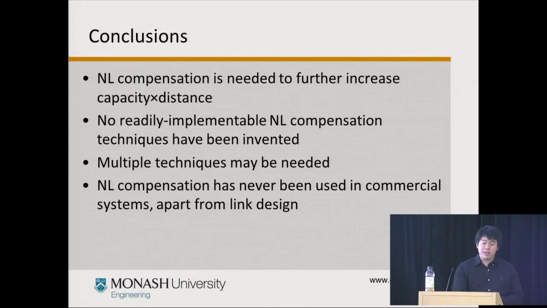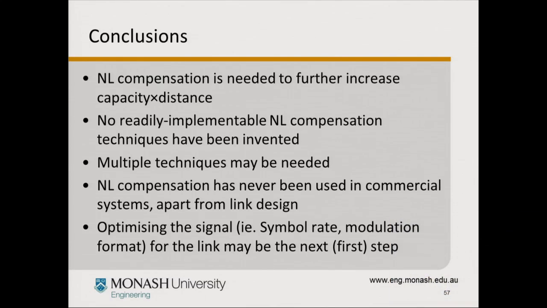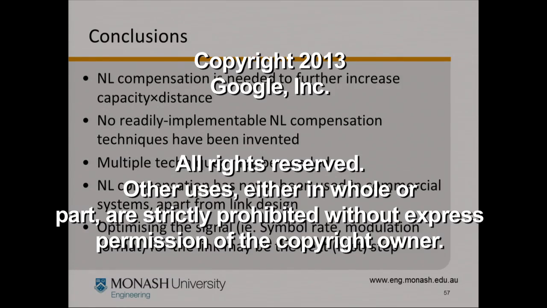And that could be because it's quite hard to get significant benefit. So maybe a good starting point is to take the links that we have and to look at optimizing the signal, like changing the symbol rate, like in the final demonstration there, as a first step to building systems which are more tolerant to fiber nonlinearity.